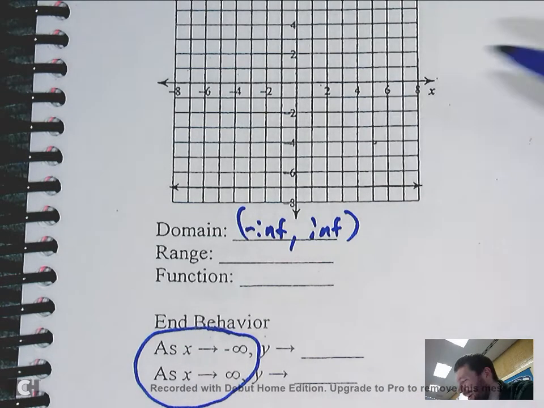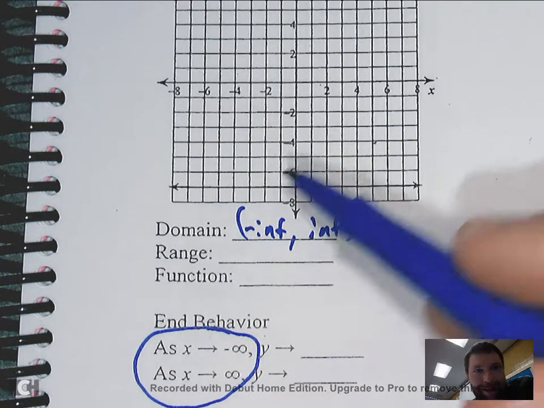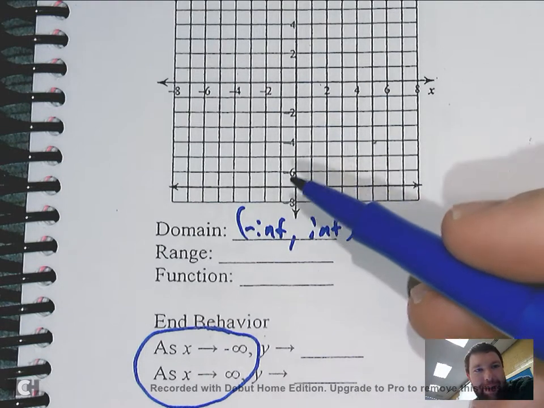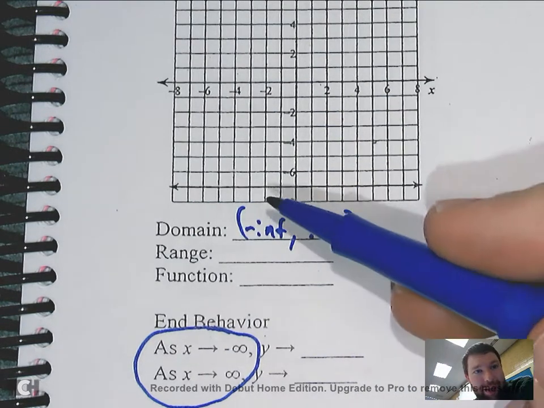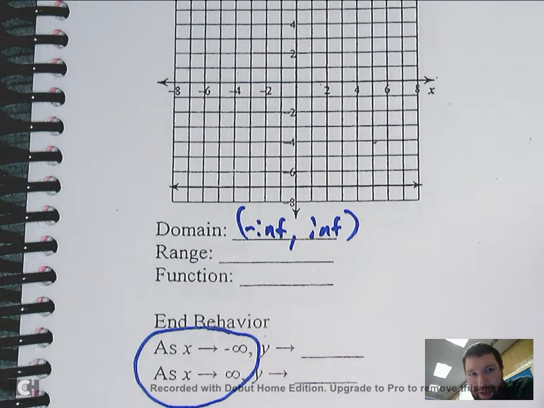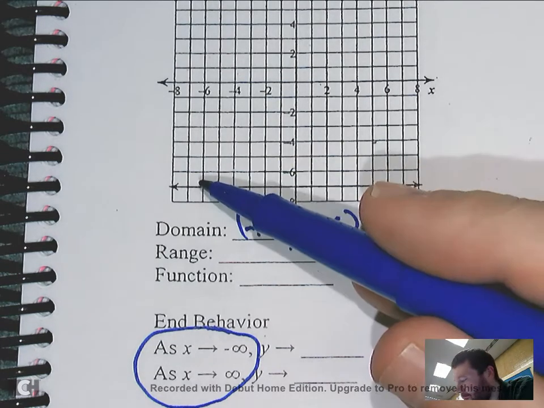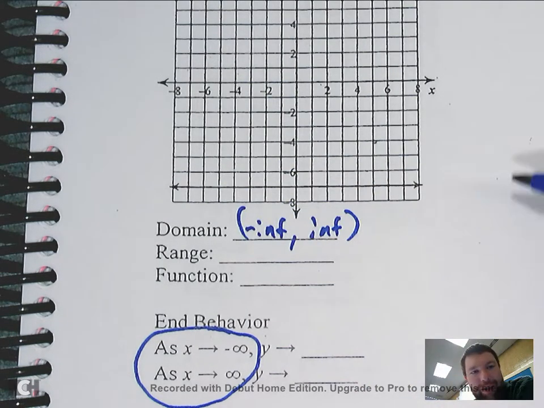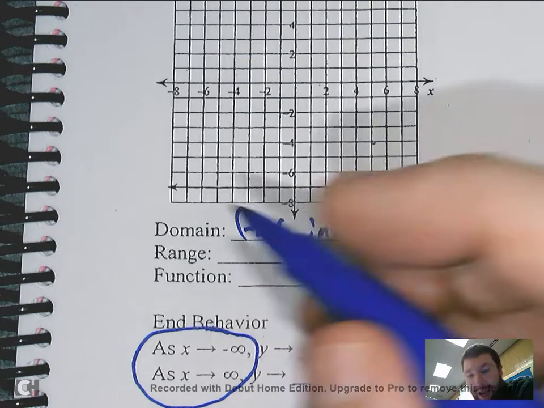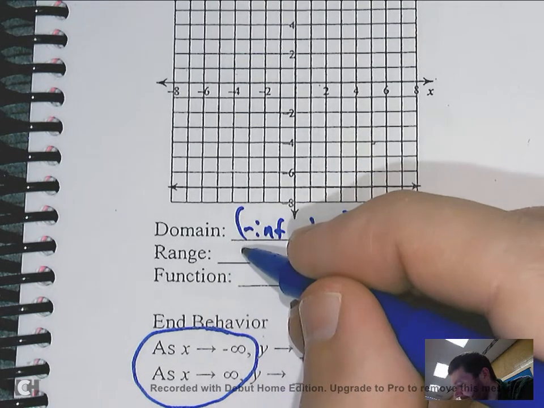Okay, and then range. Ooh, this one's going to be tricky, right? Range is your vertical aspect. This is a flat horizontal line. Is it going up at all? No. Is it going down at all? No. There's literally only one number that is on for a y value for this entire line. Okay, so you're only going to have a range of one number. It doesn't go up or down at all.